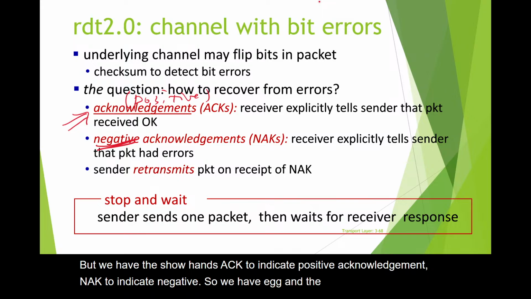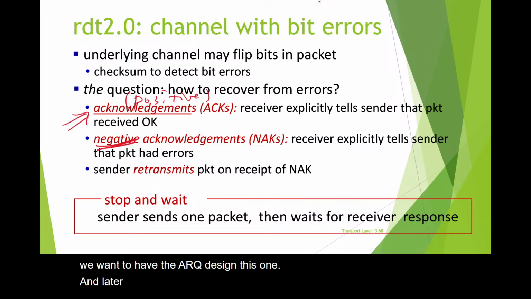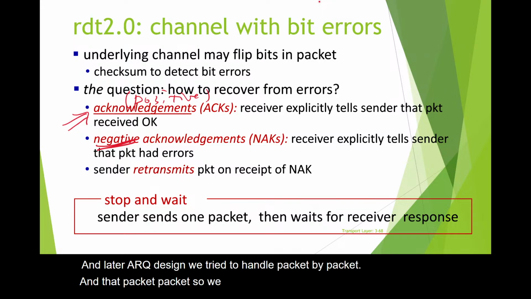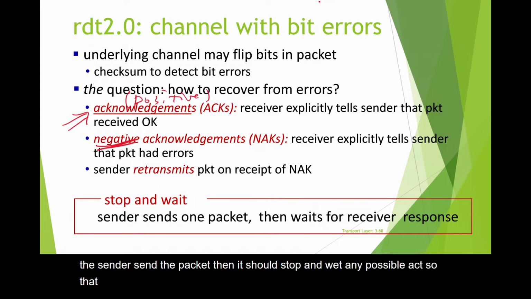And based on ACK and NAK, we want to have the ARQ design. In the ARQ design, we try to handle packet by packet. And packet by packet, we have stop and wait. Why stop and wait? Once the sender sends the packet, it should stop and wait for any possible ACK so that the sender can take the action for the next round.